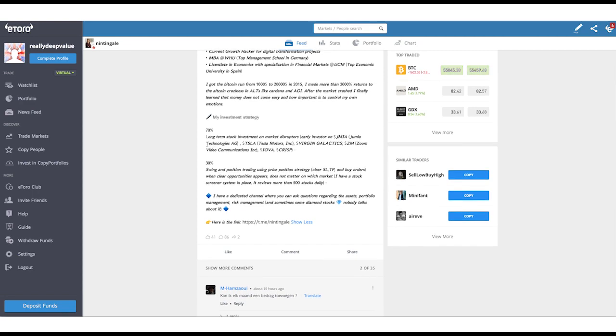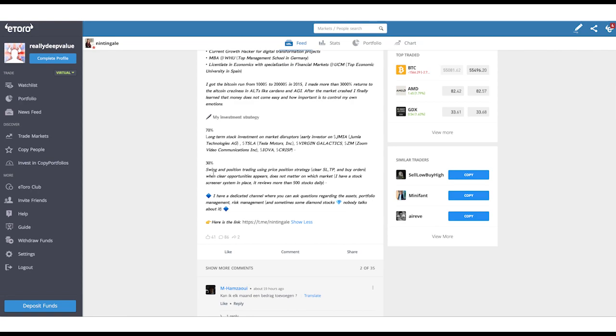70% of holdings are in long-term stock investments on market disruptors. So she likes Jumia, for example, the African e-commerce play. Tesla, we all know about. Virgin Galactic, which is trying to get into space. I believe they have a May test flight. They delayed the last one, and Mr. Branson's meant to be in space this year, so we'll see how that goes. Zoom, video communications, we all know about, and so on.